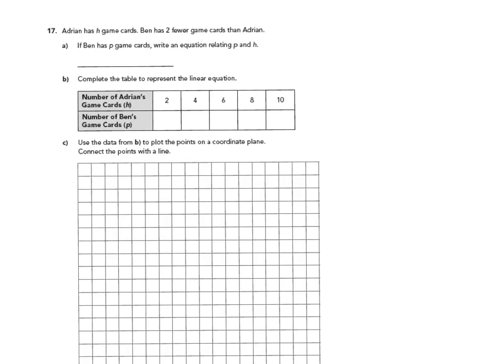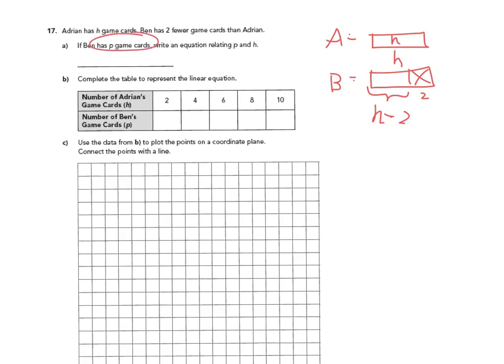So Adrian has H card games. So I'd write Adrian down here. I would call Adrian A. Let's say Adrian is H card games. And then they say that Ben has 2 fewer. So Ben has the same H, but just without 2. So we would call this amount here H without 2. So Ben has Adrian's H just without 2, so I take 2 off of it. They go on to say that Ben actually has P card games. So I know that P is the same as H minus 2. So our equation here is that P equals H minus 2.